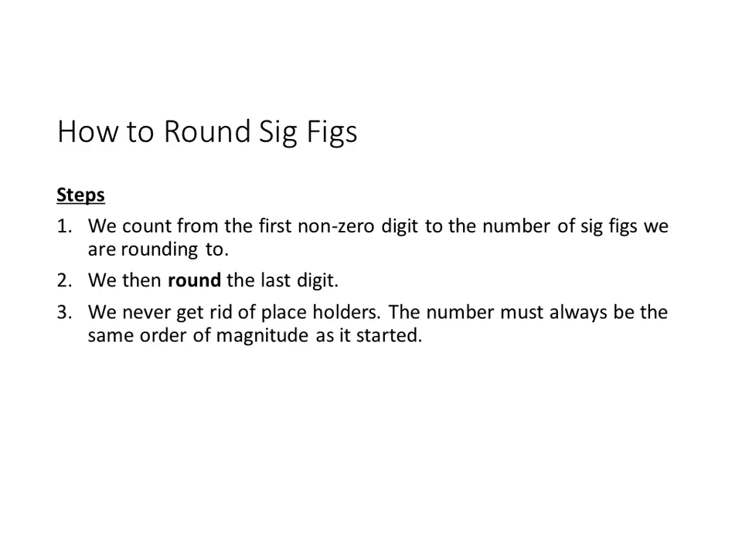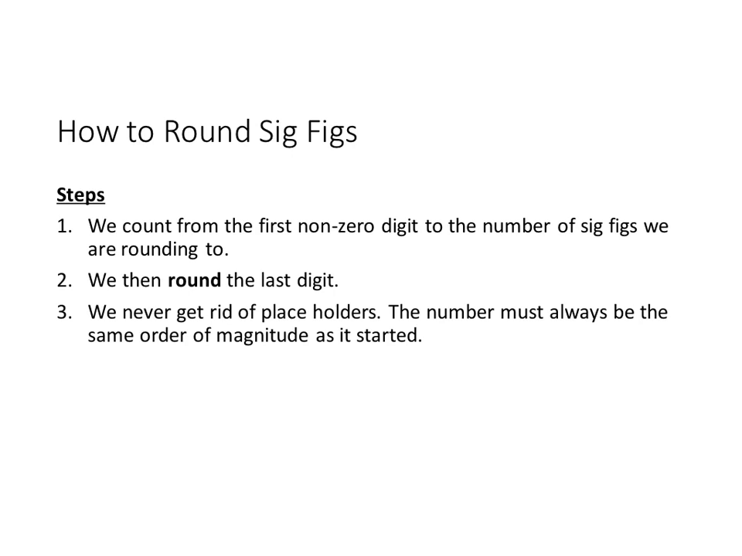So you're going to count from the first non-zero digit to the number of sig figs that you're rounding to. You're going to look at that very last digit, and you're going to round that last digit based on the number behind it. You never get rid of placeholders, and the number must always have the same order of magnitude as it did when it started.